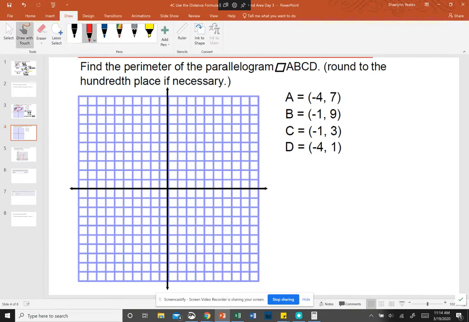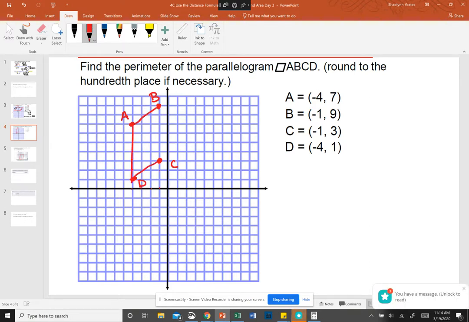All right. Okay, so here we're going to do A. We're going to do negative 4 up 7. So 1, 2, 3, 4 up 1, 2, 3, 4, 5, 6, 7. This is A. B is going to be negative 1 up 9. This is B. C is negative 1 up 3. This is C. And then D is negative 4, so 2, 3, 4 up 1. Okay, so here's D. So now I can connect the dots.